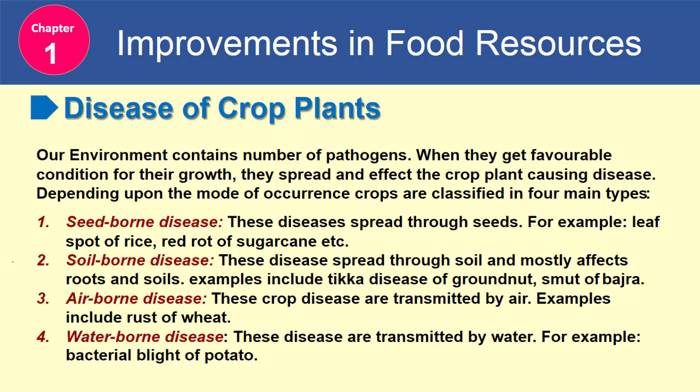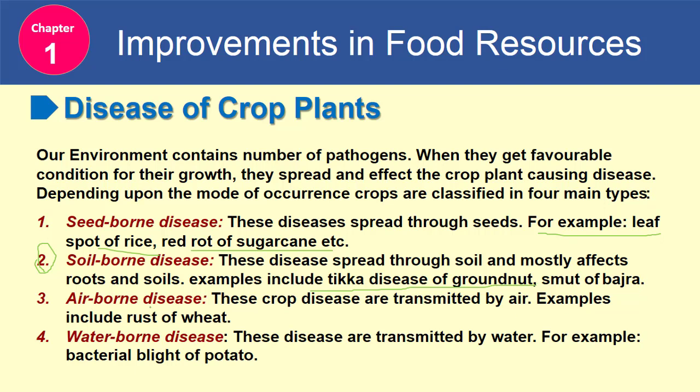First is seed-borne disease. The diseases that spread through seeds are known as seed-borne diseases, as derived by the name. For example, leaf spot of rice, red dot of sugarcane, etc. Second is soil-borne disease. These diseases spread through soil and mostly affect roots and soils. Examples include tikka disease of groundnut, smut of bajra, etc.